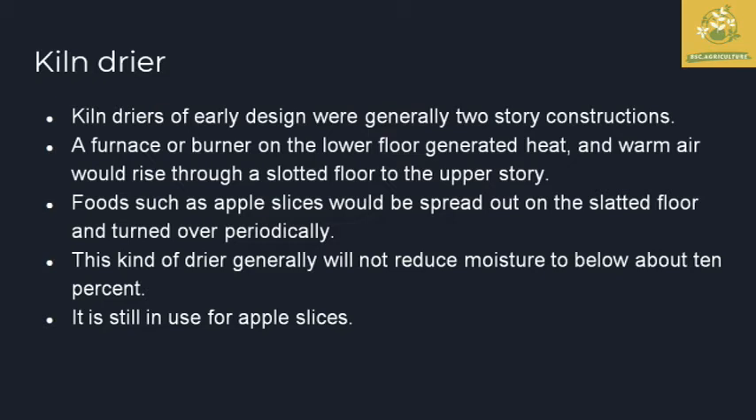The next one is clean dryers. Clean dryers of early design were generally two-story conveyors where a furnace and burner on the lower floor generated heat and warm air would rise through a slotted floor to the upper story, and food such as apple slices would be spread out on the slatted floor and then turned over periodically. This kind of dryer generally will not reduce moisture below about 10%. It is still in use for apple slices.